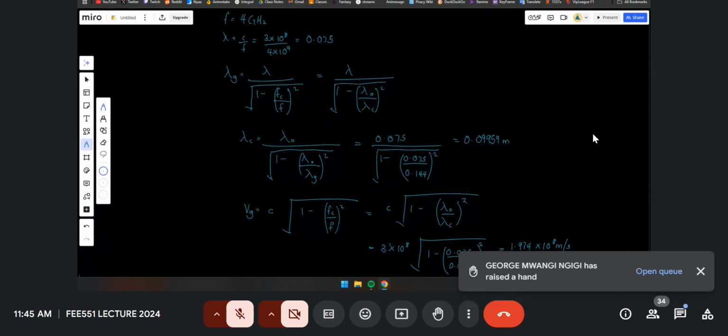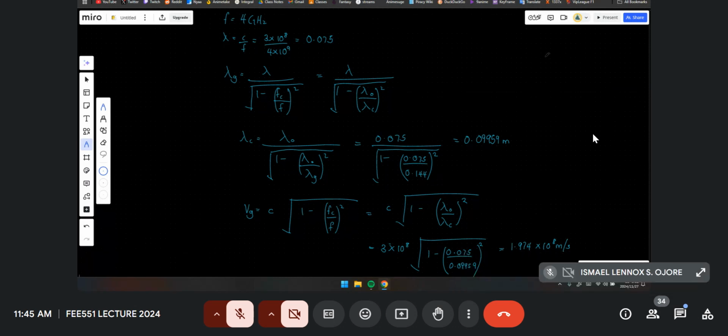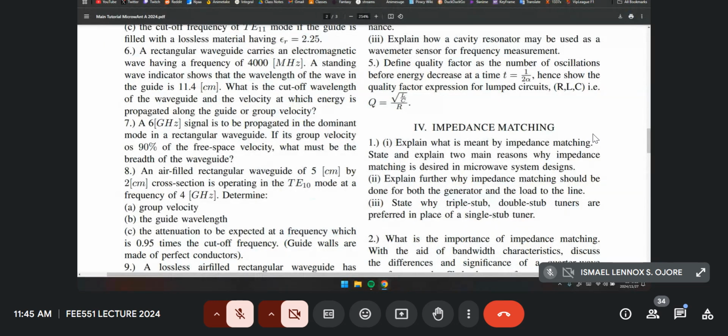Anyone with a question? Yes, George. I have a question on that particular question. Because the waveguide, we are not told the waveguide is filled with air. Is it right to assume the permittivity there, and then we use the formula to get the velocity as lambda f, because we are given the wavelength over there, and we have the frequency? Can we multiply the two and say that is the velocity?